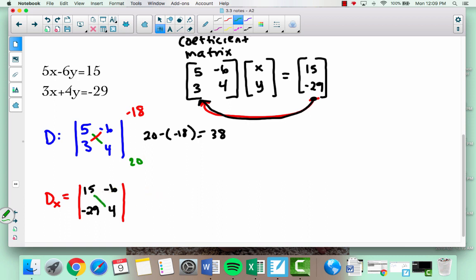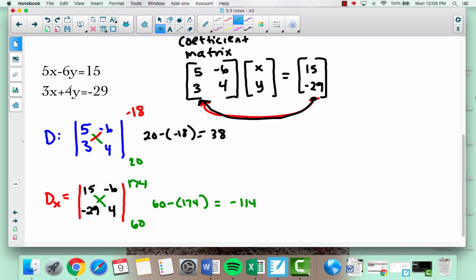And now we're going to calculate our determinant like normal. So we start with our multiplication. 15 times 4 is 60. And then we can do the other diagonal, negative 29 times negative 6, we get 174, and then subtract bottom minus the top. So 60 minus 174 is going to get us negative 114.